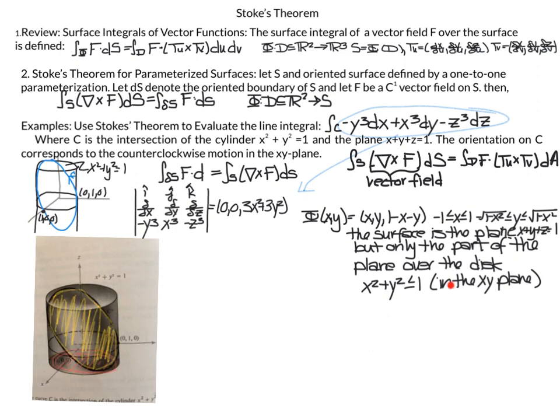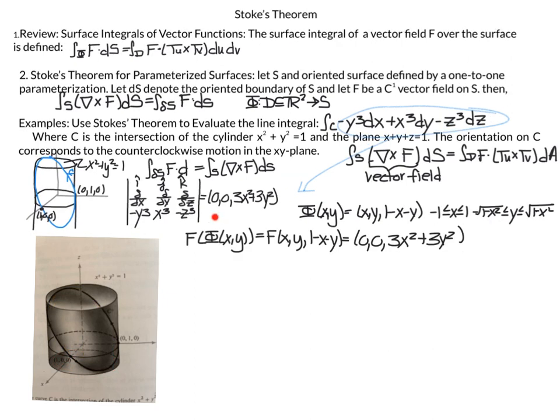So I tried to summarize it again over here in writing. The surface is the surface of the plane, but it's only the part of the plane that's over this disk, which is parameterized by x squared plus y squared is less than or equal to 1 in the xy plane. And now I do my function composition of f with my phi, my mapping.